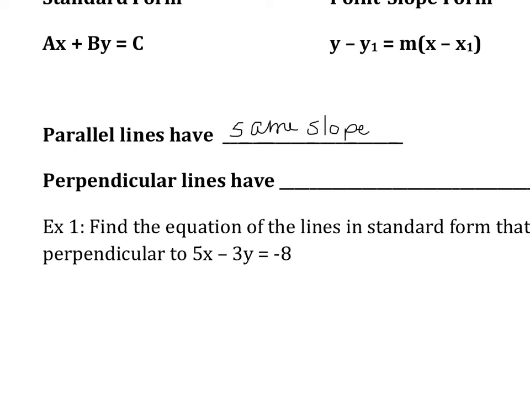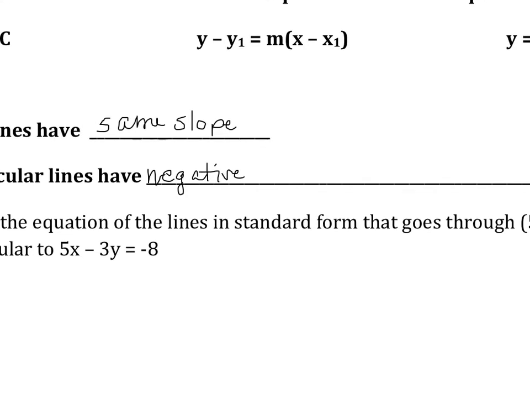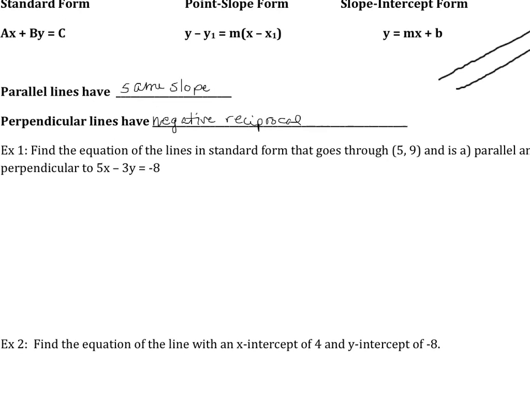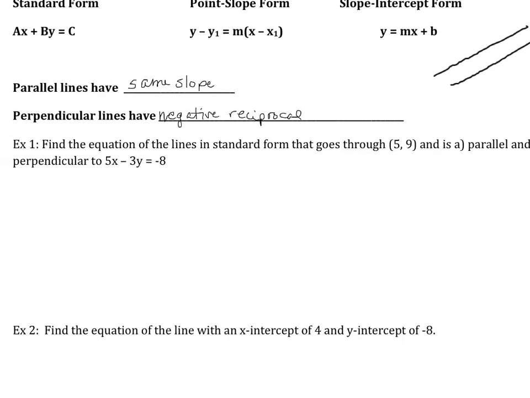All right, a perpendicular line not only is turned, its slope is the reciprocal, and so the perpendicular slope is a negative reciprocal. So for instance, if you have a line with a slope of 2, the negative reciprocal of a perpendicular line would be negative 1/2.